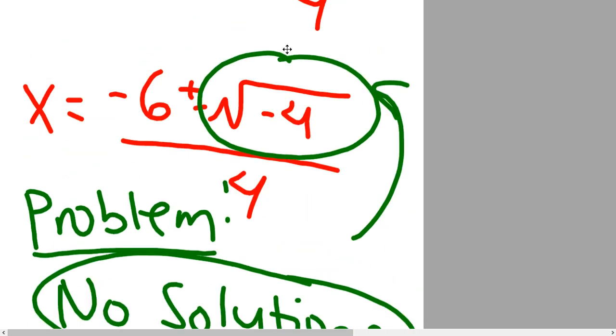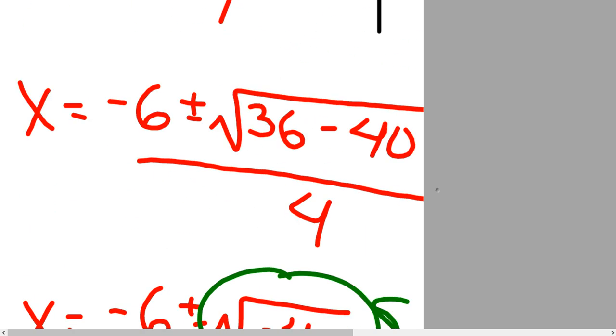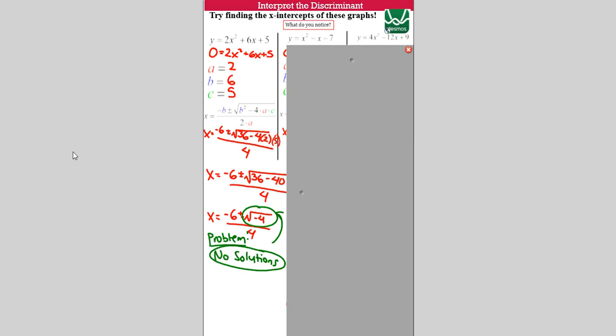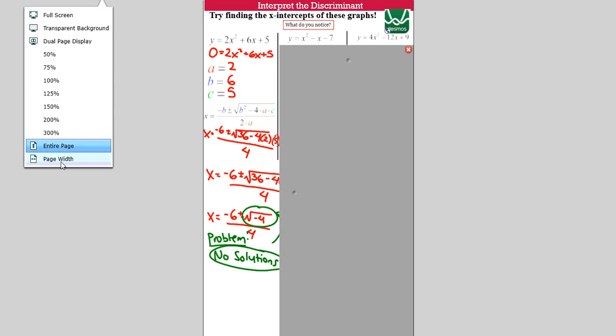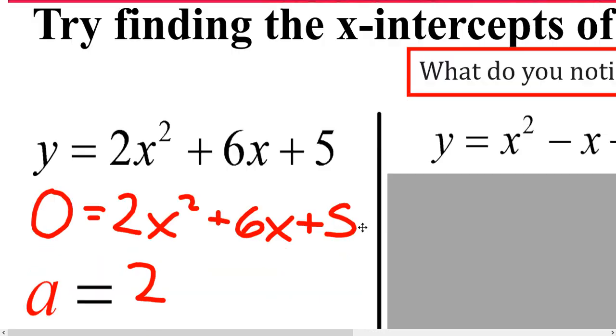So if I try to run the quadratic formula, the part underneath the square root has a particular name we'll learn about in a moment. It's called the discriminant. If that value underneath the square root is a negative, you're going to get no solutions. So the first one has no solutions because that value underneath the square root is a negative. So there's the first one.